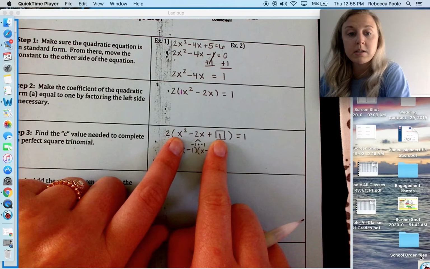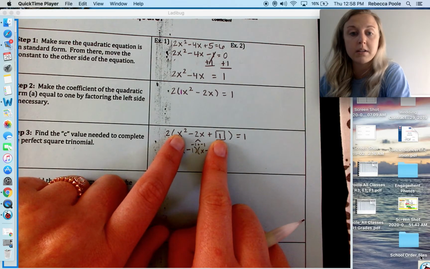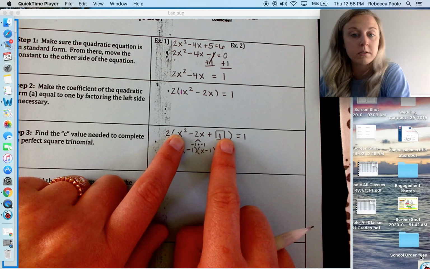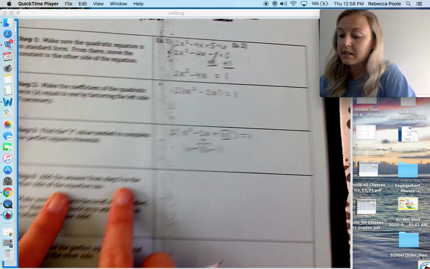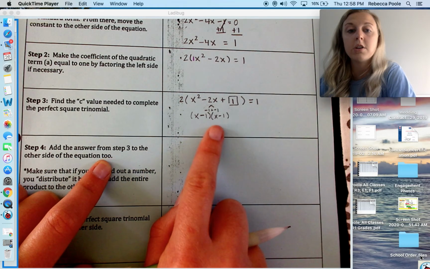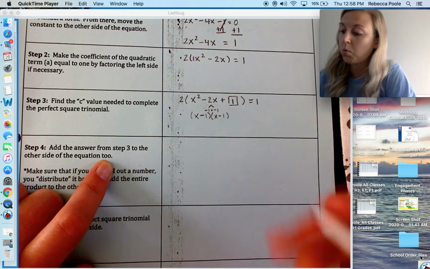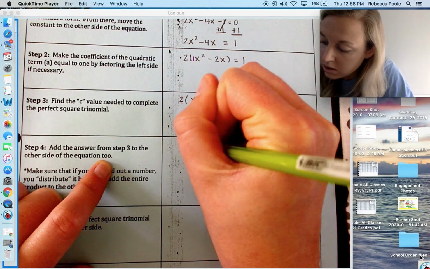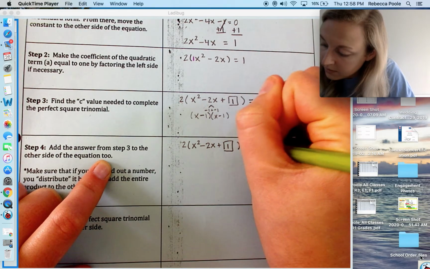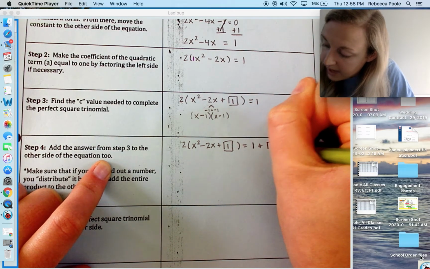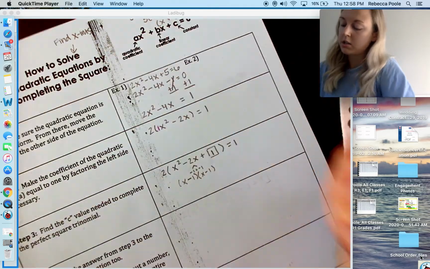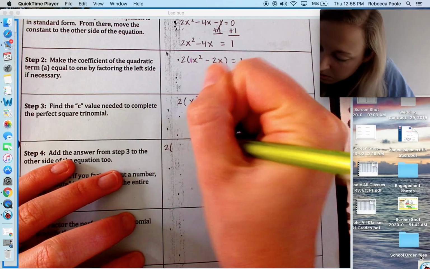The front term is a perfect square, x times x gives you x squared, and the back term is also a perfect square, 1 times 1 gives you 1, okay? So then my next step, step 4, we want to add the answer from step 3 to the other side of the equation. So what we added to the left was a 1, and we want to add that same thing to the right hand side. And I'm actually going to move this over so I leave room for our next example.